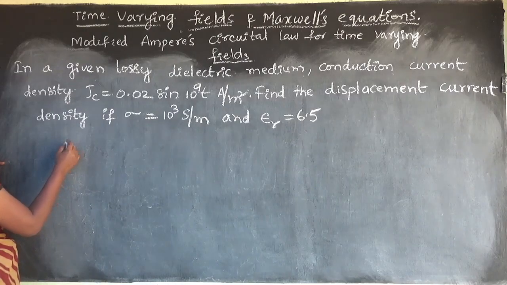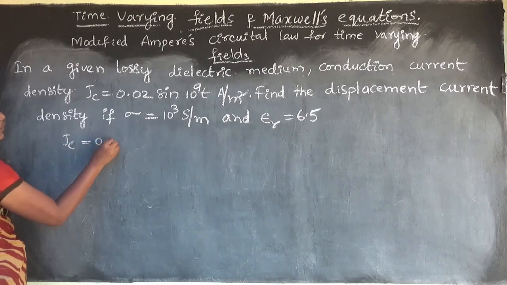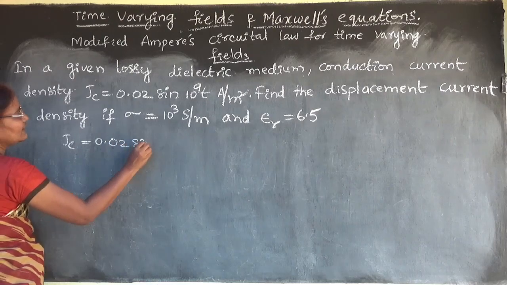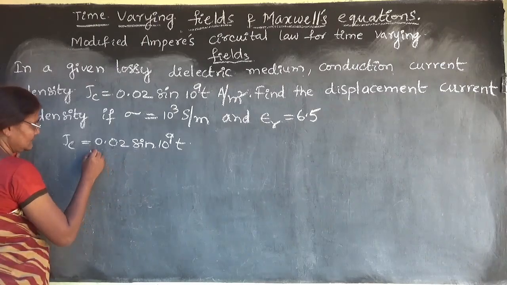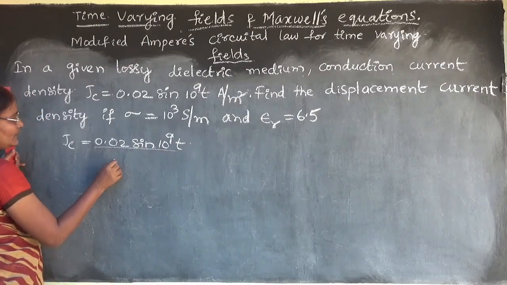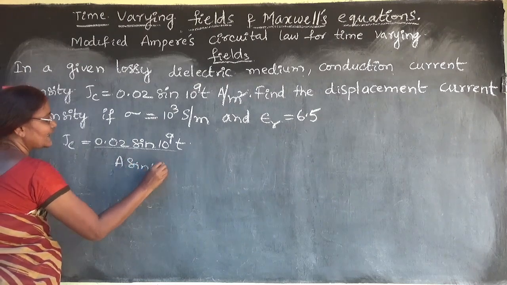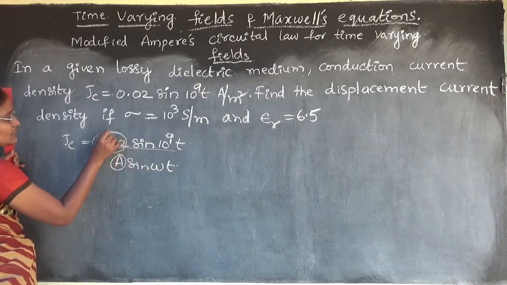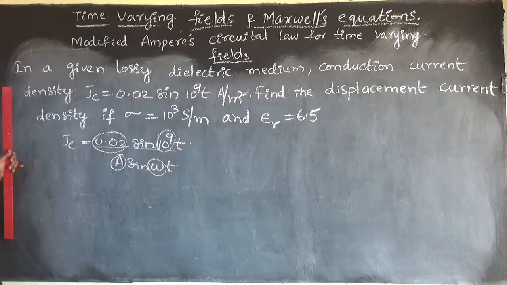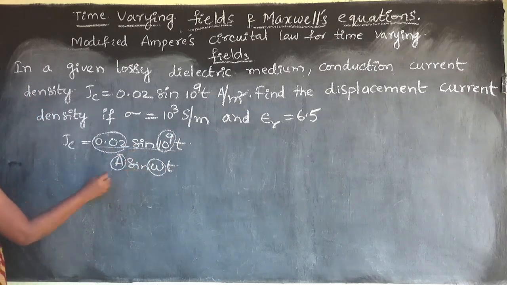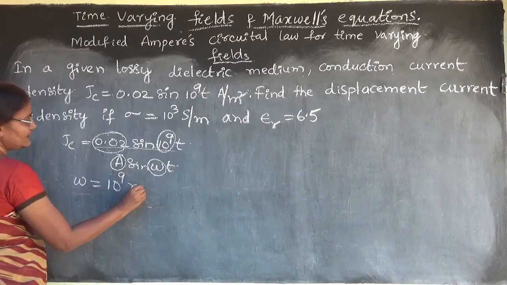What is the data given here? Jc is given as 0.02 sin 10 to the power of 9t. Its general formula is A sin omega t, where A is the amplitude. Omega is this and t is this. From this, we will get omega equal to 10 to the power of 9 radians per second.